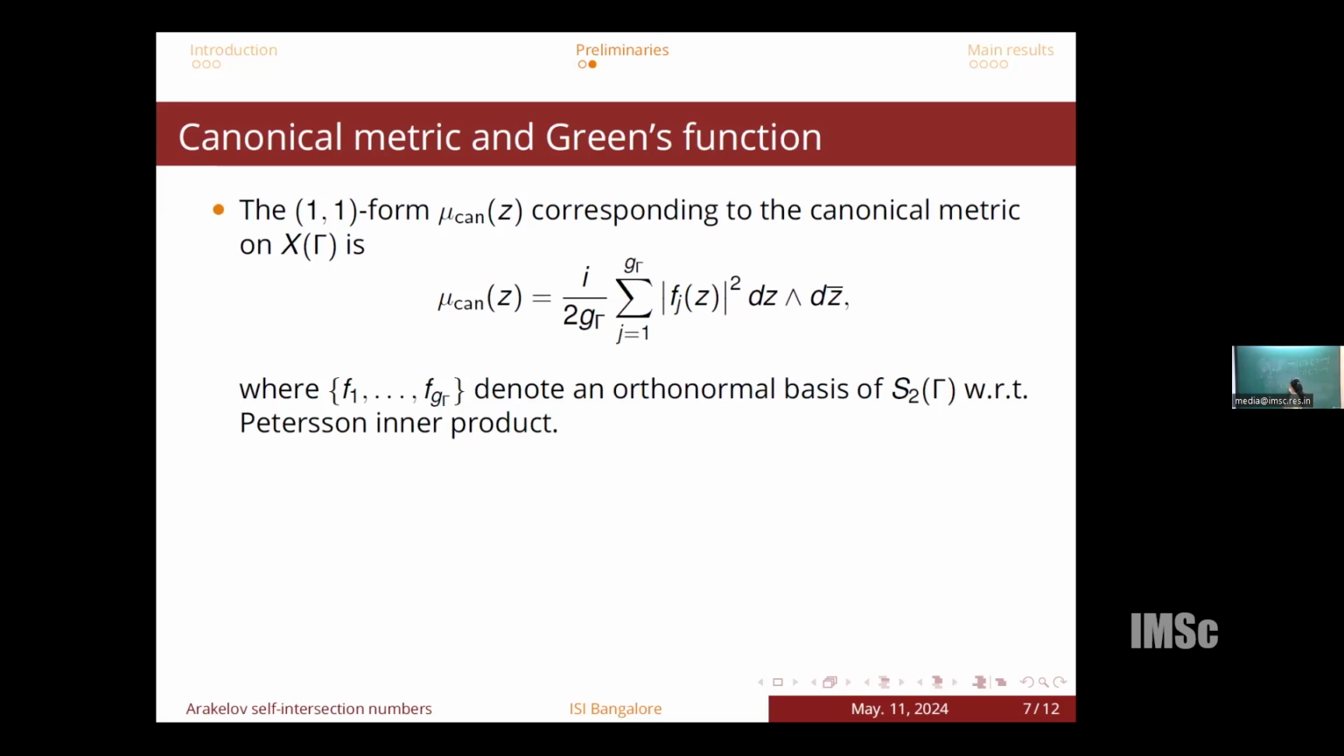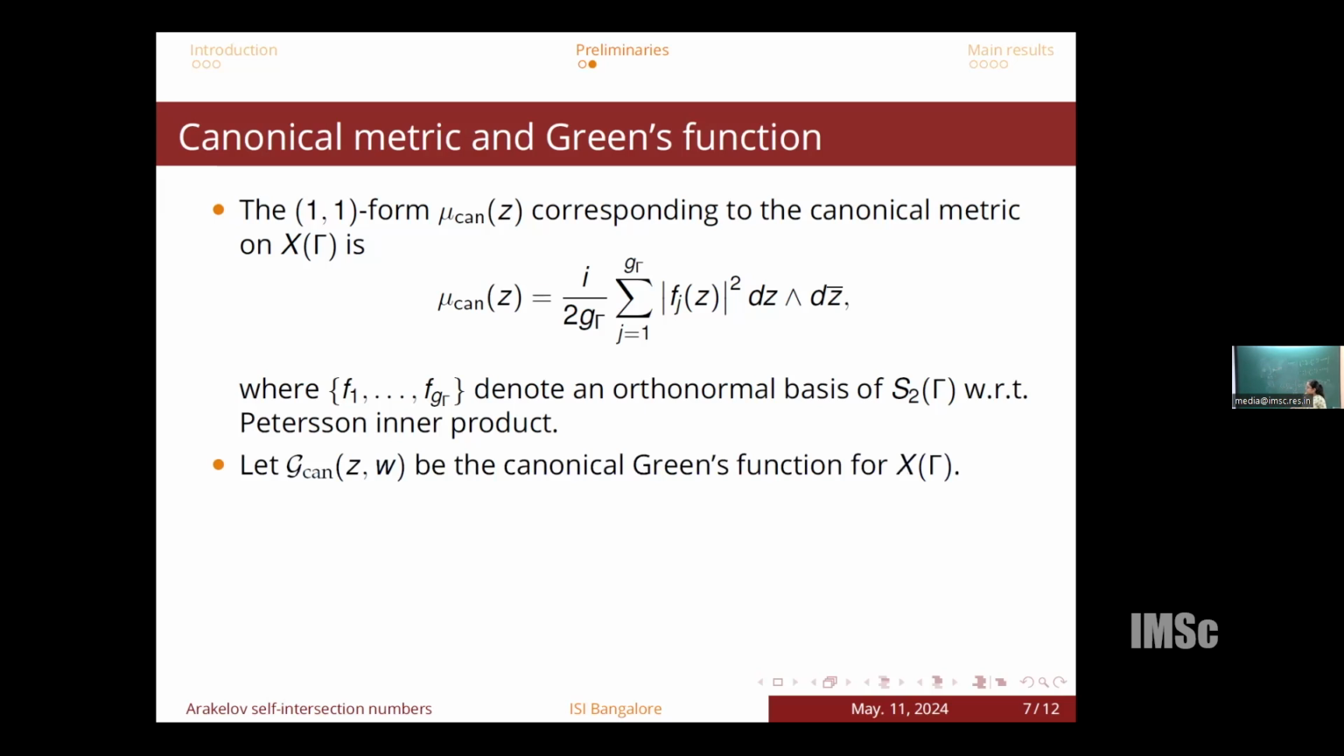The Petersson inner product of f and g is equal to the integral over X(Gamma) of f(z) times g(z) bar times imaginary part of z squared, mu_hyp(z). So this is the Petersson inner product with respect to this metric, and these are the orthonormal basis f_1 to f_g. Using this we define this canonical (1,1)-form, and if you calculate the volume with respect to mu_can, you will see this volume is 1.